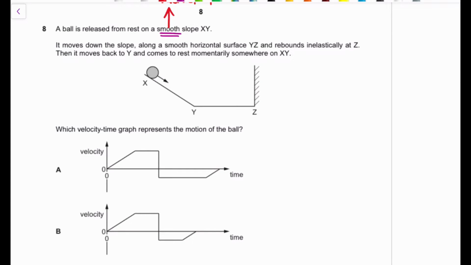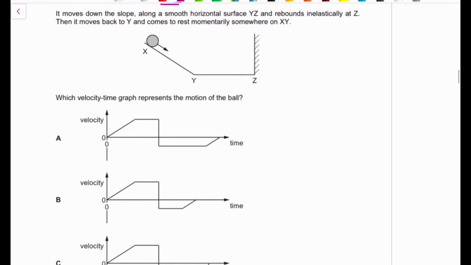The ball then rebounds inelastically. Inelastically means it's a collision where energy is not conserved. Momentum is, but the total energy is not conserved. That's something that we need to think about. Then it moves back to y and comes to rest momentarily somewhere on xy, right? So which velocity-time graph represents the motion of the ball?